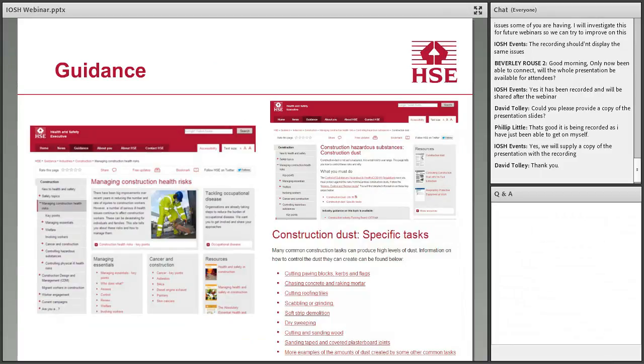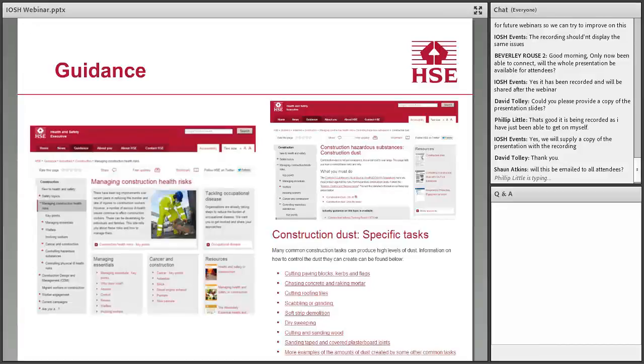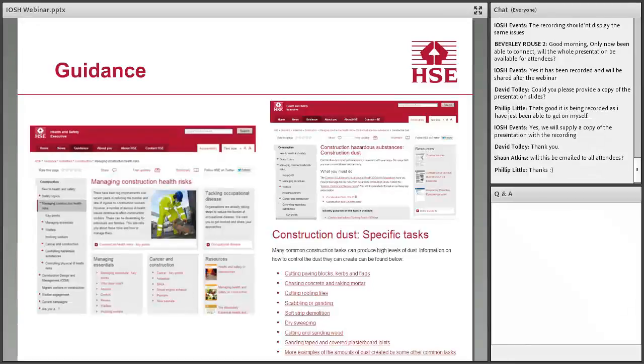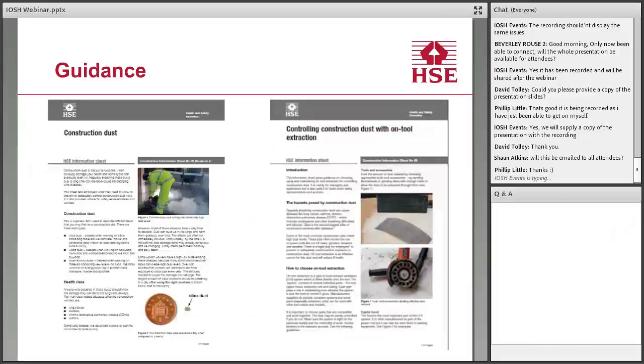As I mentioned, here is our guidance. On the right hand side, you'll see there's specific action on construction dust. As part of that, there are dust specific tasks. So you can see there's cutting roofing tiles, chasing concrete, dry sweeping. With a lot of those, we've got embedded videos. So some of the videos I've showed you today are embedded there and downloadable from there as well. Two guidance documents I'd refer you to.